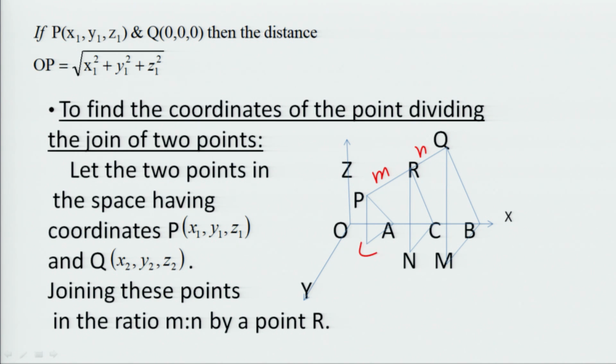Then we draw a perpendicular at the points P, Q and R on the xy plane, cutting PL, RN and QM. Here we have to take 2 points: P having coordinates x1, y1, z1, and Q a point having coordinates x2, y2, z2. In that case, R is a point dividing the line PQ in the ratio of m and n.